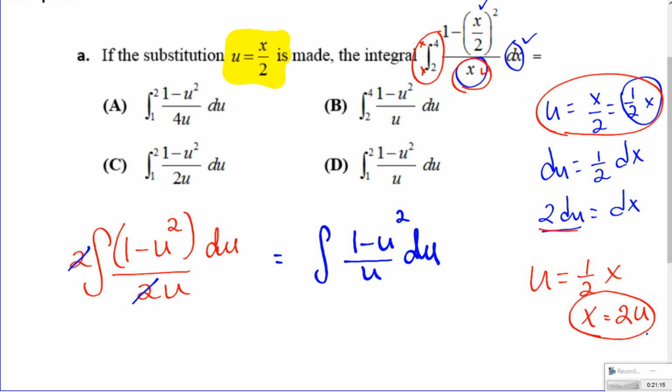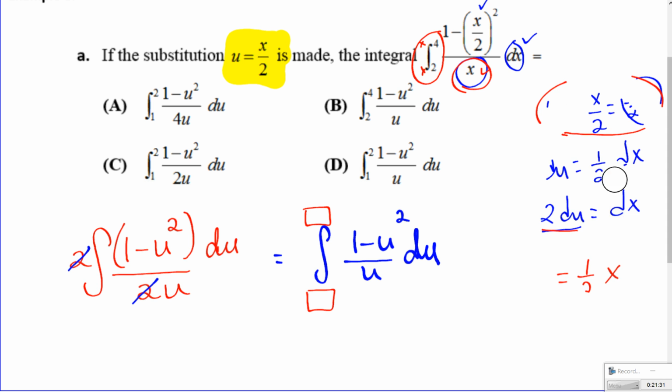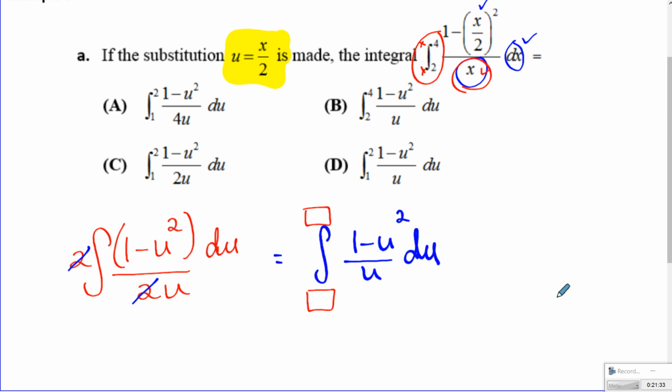The only thing that I'm missing are my bounds. And these bounds that they're showing are all in terms of u. So now we have to change our bounds into u as well. So if you don't mind, I'm going to erase all this. Give me a little workroom off to the side here.